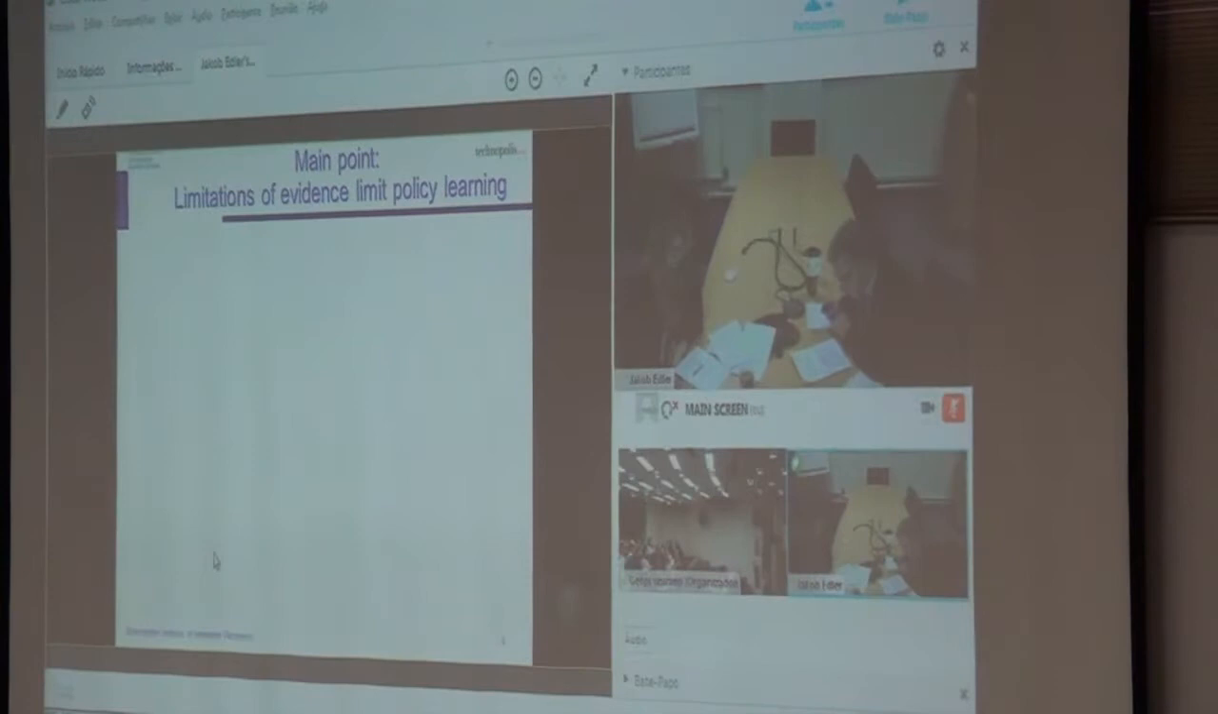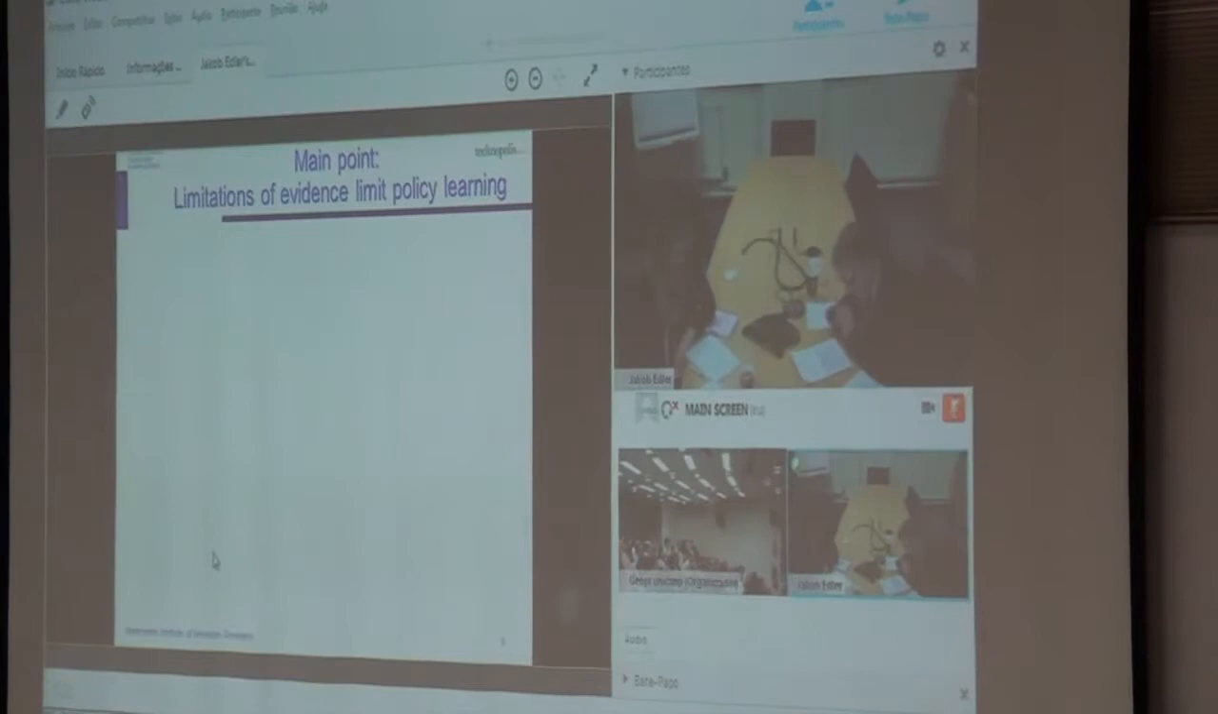Now, we know the limits of learning. There are all kinds of reasons why we have limits in learning. The literature knows a lot about capacity barriers. Individuals, of course, have bounded rationality. They have time constraints, they have resource constraints. They have certain normative filters. They want to see the world as they have preconceived it, and that's how they interpret data.